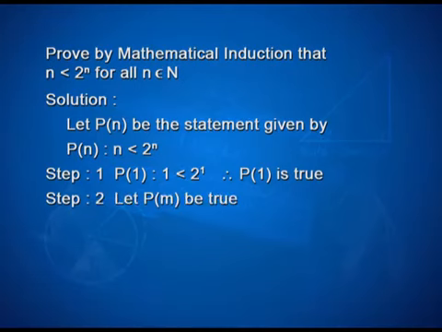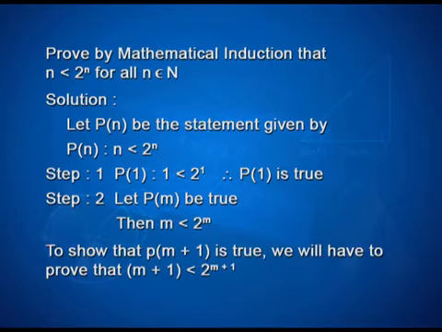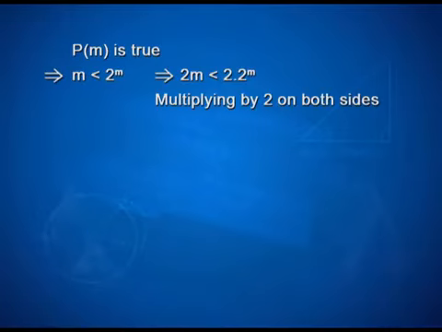In step 2, let P(m) be true. Then m is less than 2 raised to m. To show that P(m+1) is true, we will have to prove that m+1 is less than 2 raised to m+1. Now, as P(m) is true, that implies m is less than 2 raised to m.